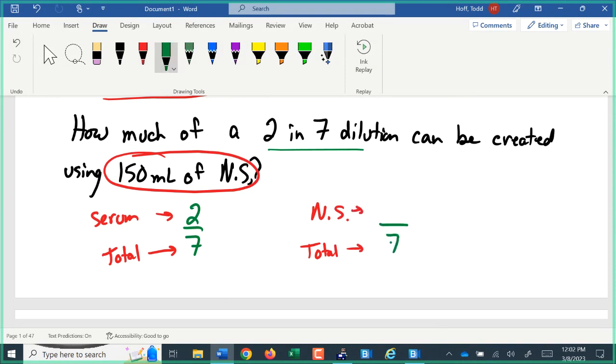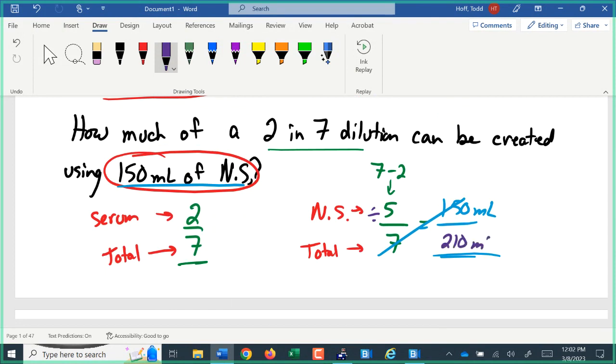So the total is still going to be 7. That doesn't change. The saline will be the total of 7 minus the 2 parts serum will give us 5 parts of saline. And now we can set up the rest of our proportion. We have 150 milliliters of saline. To find our total, we'll cross multiply and divide. So 7 times 150 divided by 5 gives us 210 milliliters of that dilution that can be created using the 150 milliliters of saline.